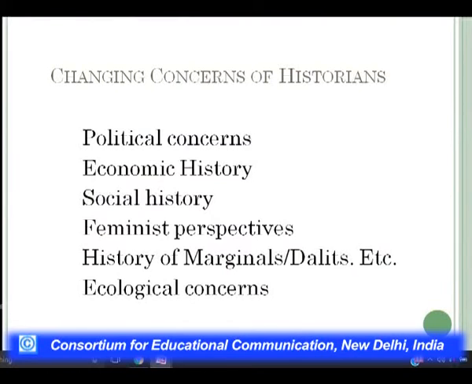I am not going into details of the political, economic, and social concerns of historians, but I would like to discuss a bit the feminist perspective as well as the history of marginals and Dalits and ecological concerns, simply because these three have been an important intervention in historical studies. All these three have modulated the nature of society, the nature of history itself.